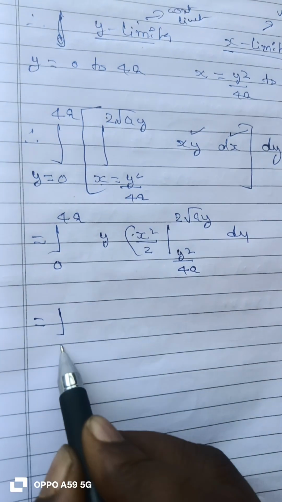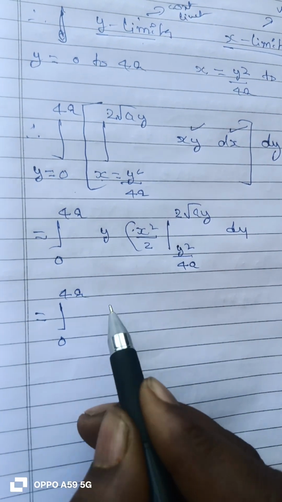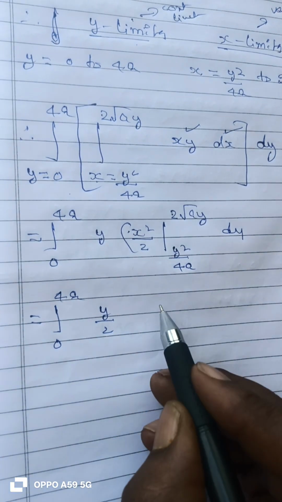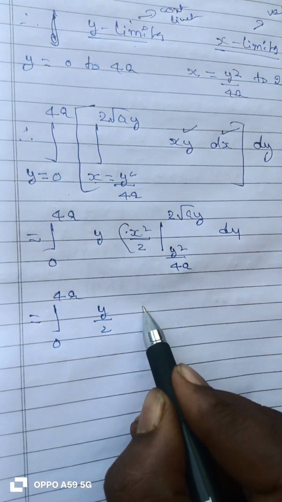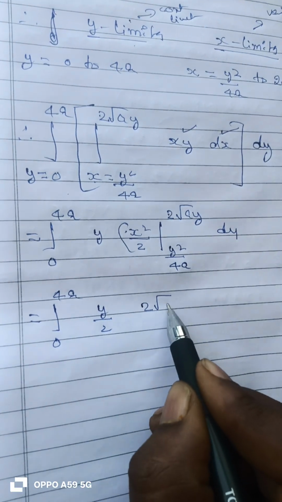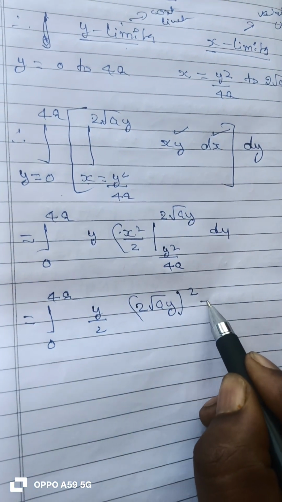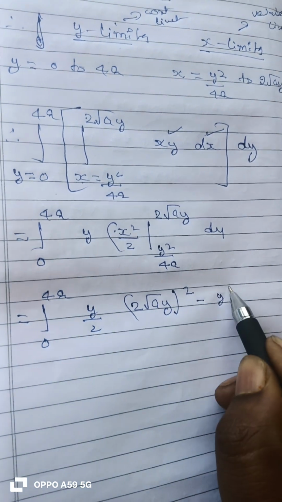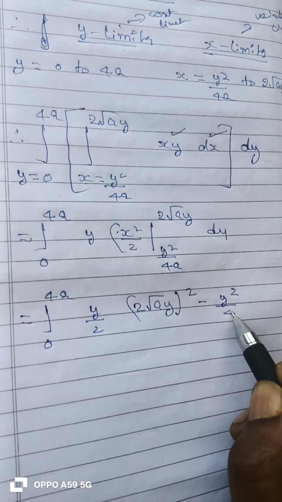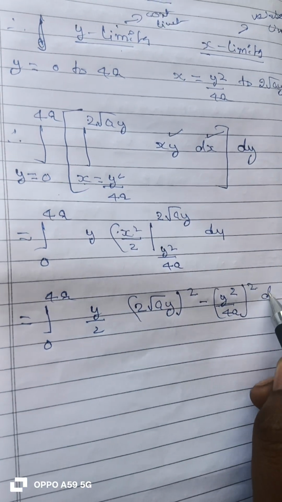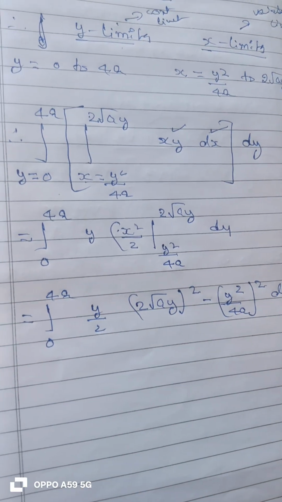This is equal to integration 0 to 4a, y divided by 2, upper limit is, this will become 2 root ay, minus lower limit y square divided by 4a whole square. This is dy.